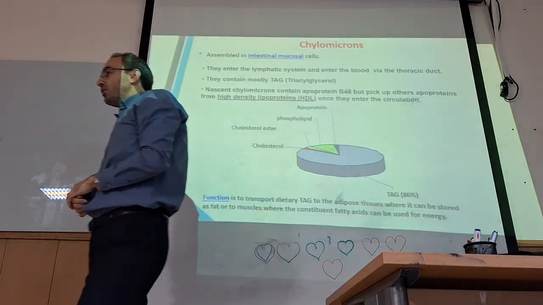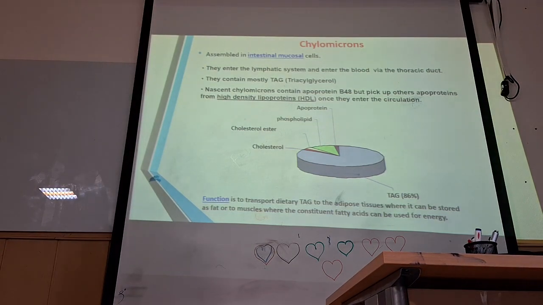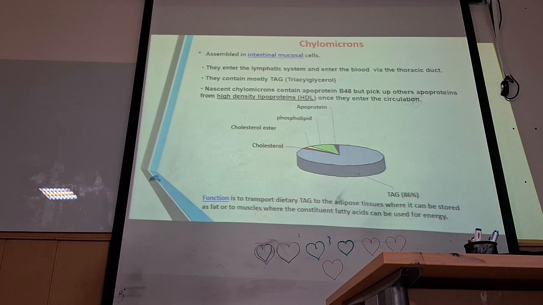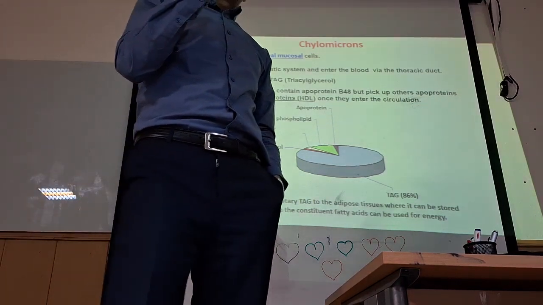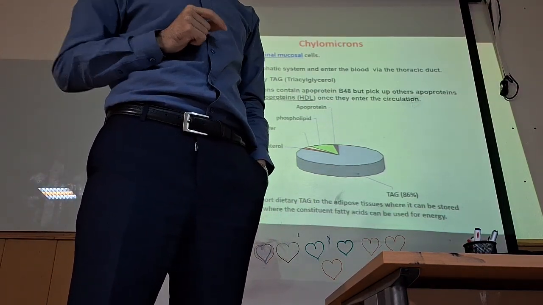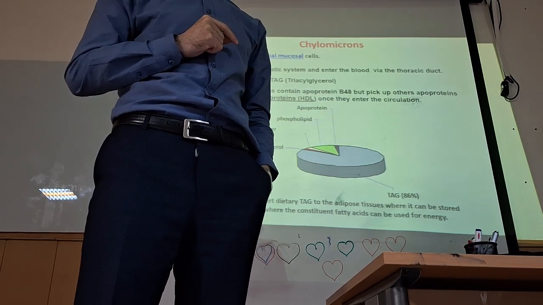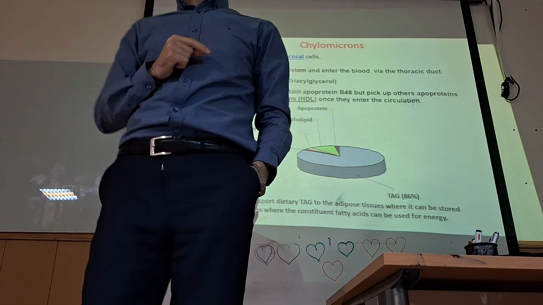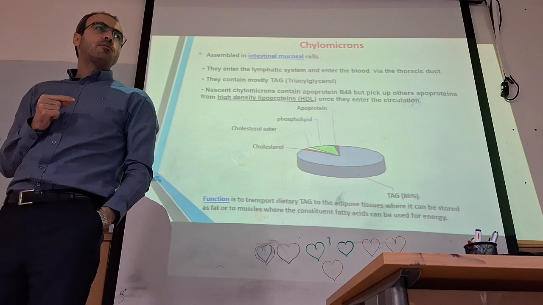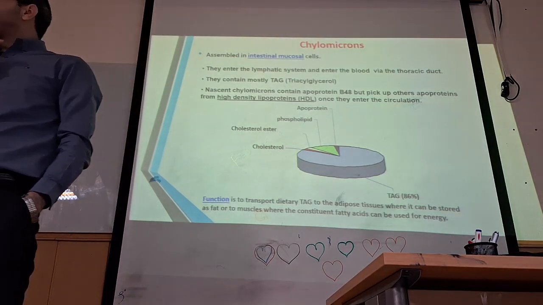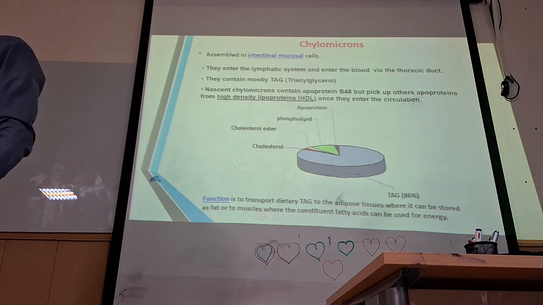So, for lipoprotein digestion, we need an enzyme known as lipoprotein lipase. Lipoprotein lipase is necessary for lipoprotein digestion. So, please tell me which apoprotein is necessary for lipoprotein lipase activation. Is it A1? No. A1 is for LCAT. C2. C2 is necessary for lipoprotein lipase activation.